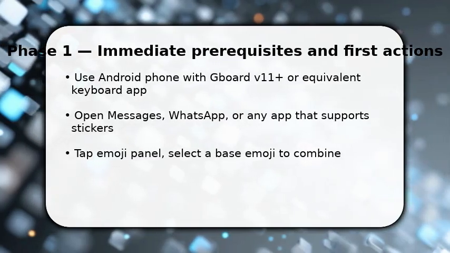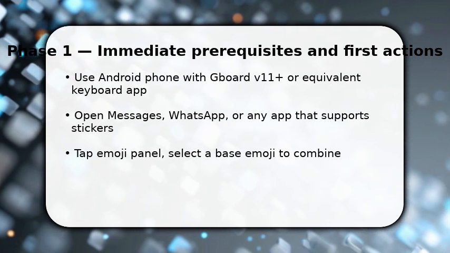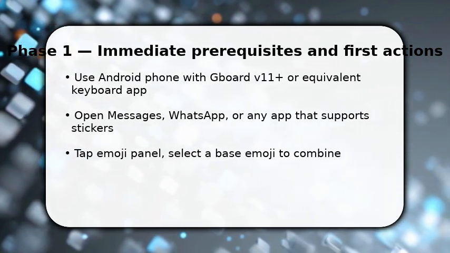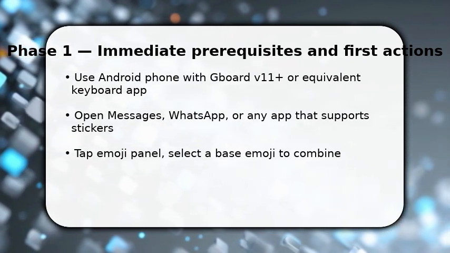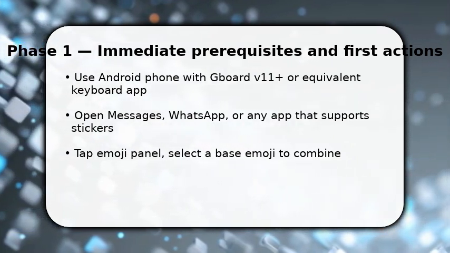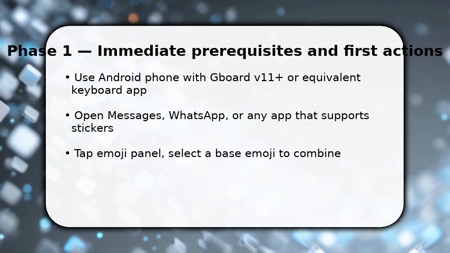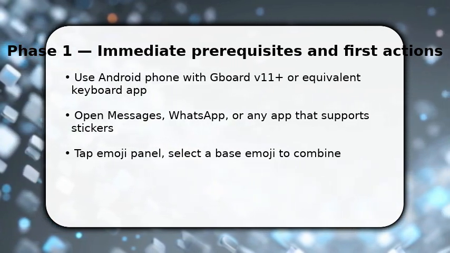You begin by confirming Gboard is installed and up to date because the only supported path uses Gboard's sticker engine. Open a chat app that accepts stickers, then tap the emoji key. Choose one emoji as your base and press it gently. Gboard now shows compatible mashups.